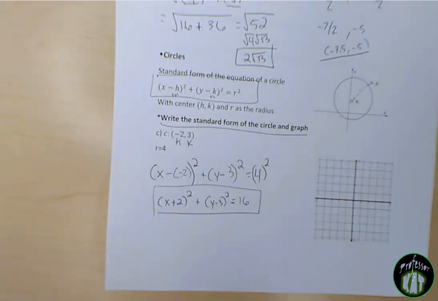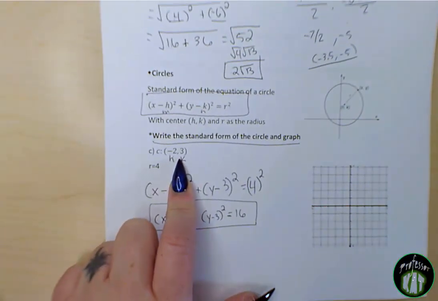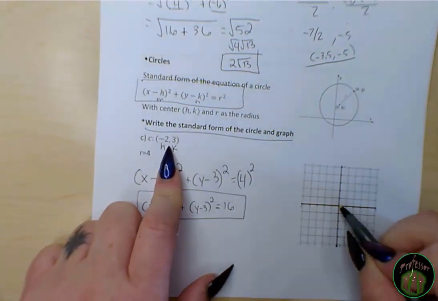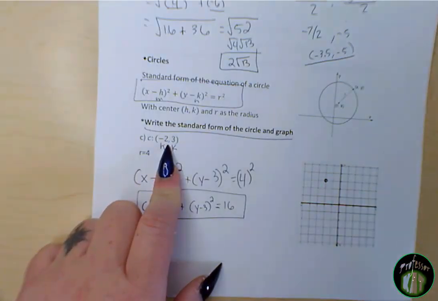Let's go ahead and graph this. Now, graphing this, we're given that our center was (−2, 3). So let's go ahead and plot that point. Starting from our origin, negative 2, and then a positive 3. It's going to be right over there.